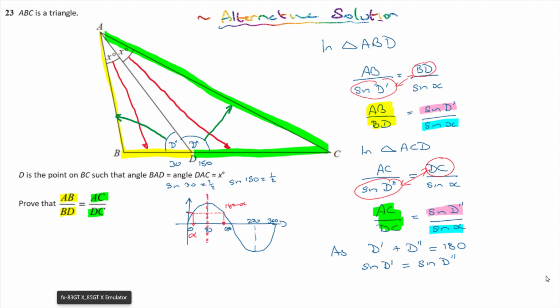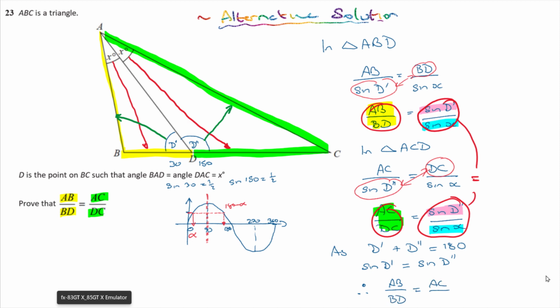Just necessarily because of the way that sine works, which means that these two expressions here, this one and this one, are actually identical, aren't they? So if these two things are equal, then these two things here must also be equal because they're equal to each other, aren't they? Okay, so then I can say, therefore, AB over BD is equal to AC over DC as required.